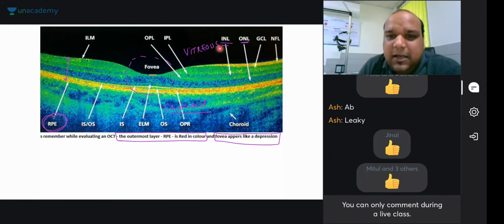Now, when an FFA picture comes to you in your exam, will they ask you to identify the layer? Never. They will ask you to identify the pathology. I'll show you two photographs, and I'll ask you to differentiate between them based on what I've shown. First, let's see this photograph.